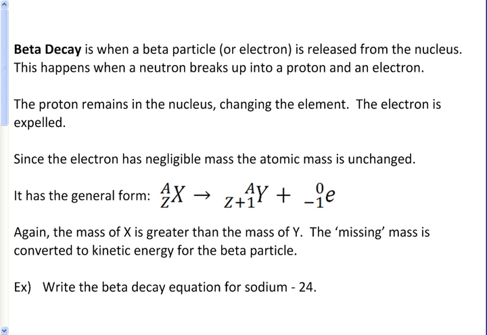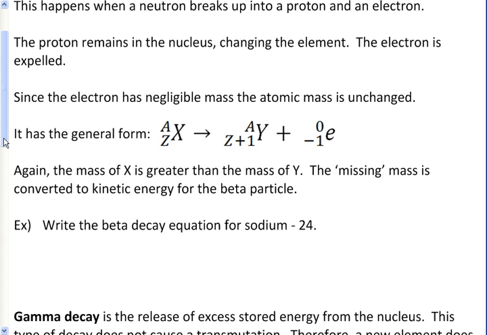Now, what happens after the neutron breaks up into a proton and an electron is the proton stays within the nucleus and we get an element change. So the element changes because the number of protons is changed and the electron is shot out. Since the electron has negligible mass, the atomic mass itself does not get changed. So it has a general form of element X turns into element Y plus a beta particle. Now remember that a beta particle is just an electron.